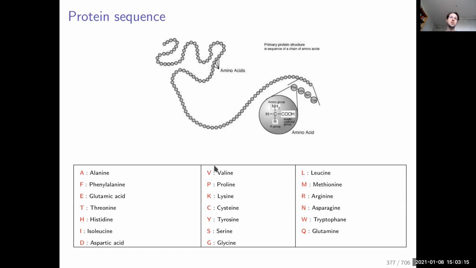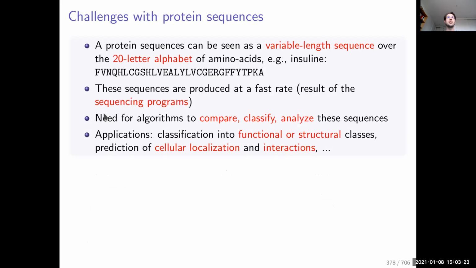Protein sequences, yes, this is just the alphabet, right? It shows the names of the different amino acids. And what are the challenges? A protein sequence can be seen as a sequence over this alphabet of 20 letters, and the size of the sequence can vary from one protein to another. This one, for example, is the sequence of insulin. And we need algorithms to analyze and classify these sequences. I'm not going to give you many examples of applications, but you should easily find them in the literature.